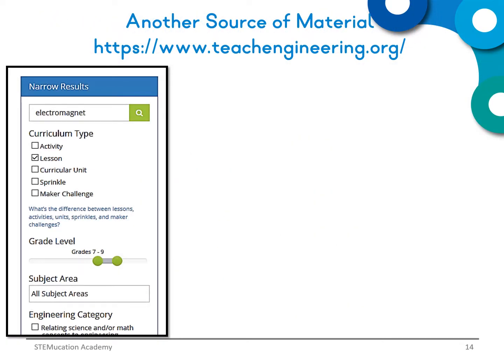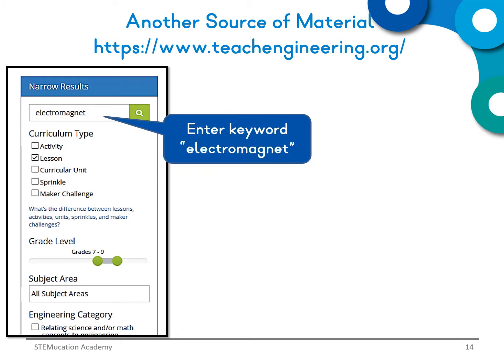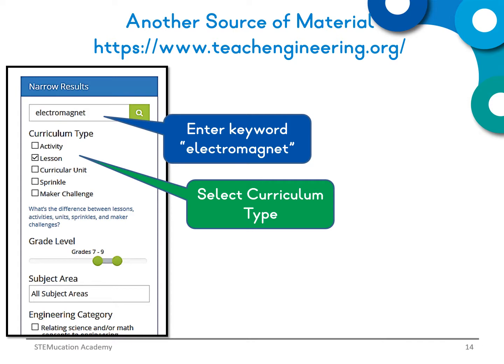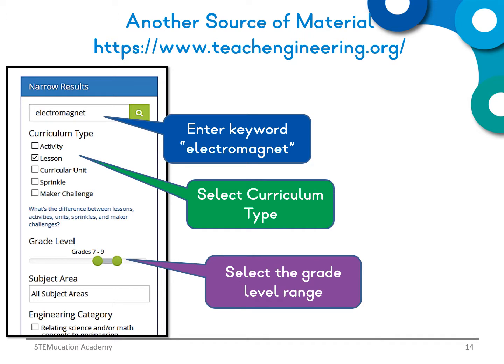Another database that you might investigate is the teachengineering.org website. Let's suppose you're looking for ideas on electromagnets for your 7th grade class. When you navigate to the website, enter a keyword into the search box on the left-hand side of the web page. In this case, we've entered electromagnet. You might also enter the curriculum type by clicking on one of the checkboxes. Then adjust the grade level sliders to zero in on the grade level. In this case, the range selected is 7th through 9th grade.